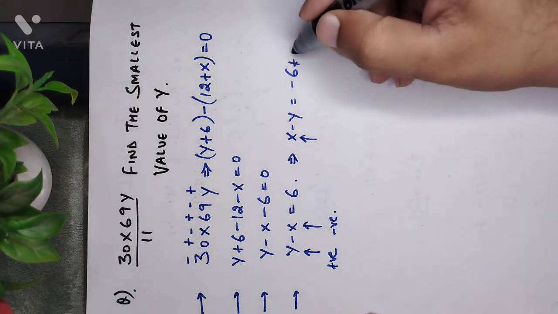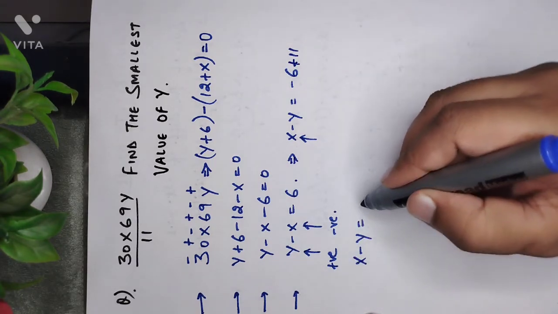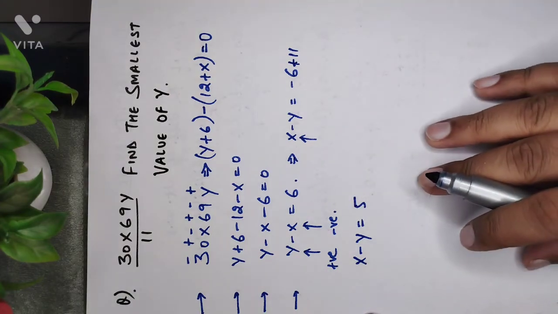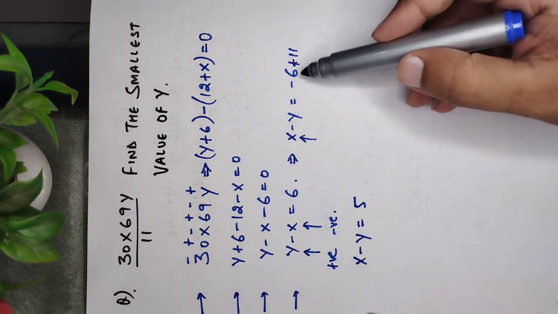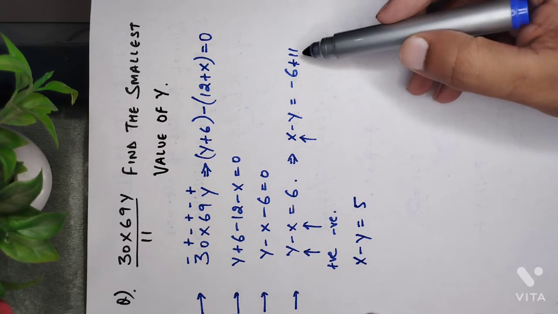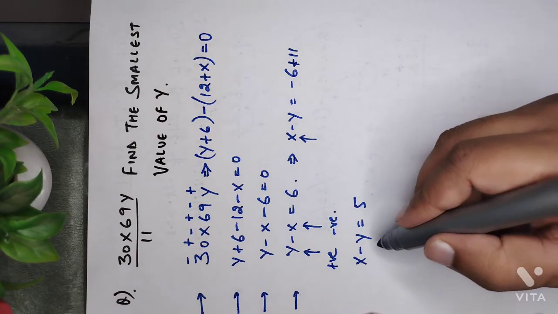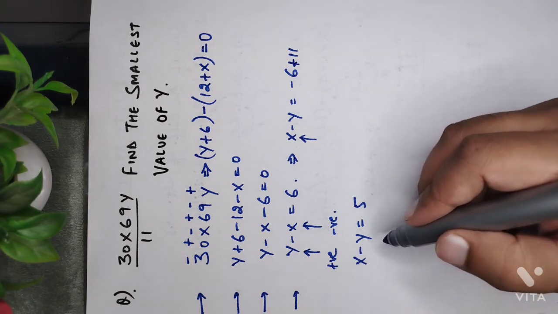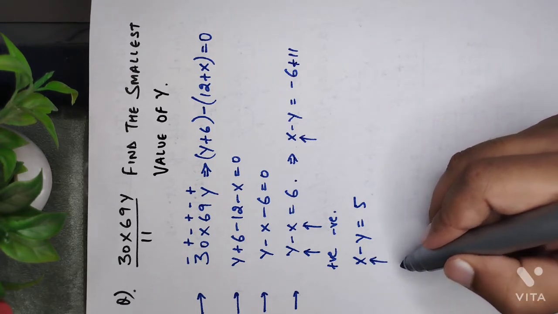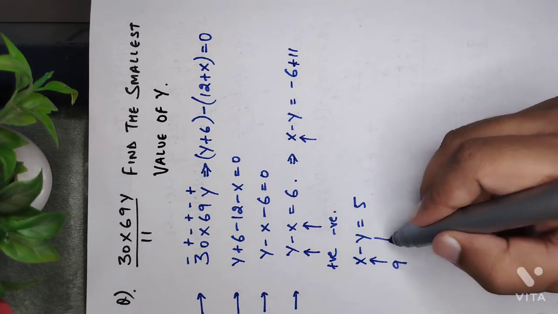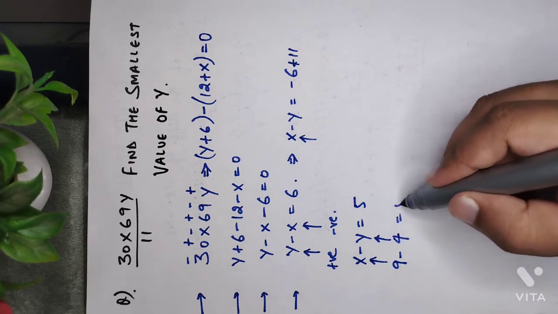So what I can do is simply add 11 in this. So we can write x minus y is equal to 5. So this is the positive difference between x and y. As we were getting the difference as negative, in order to make it positive, we can simply add 11 in it. Now x minus y is equal to 5. Now I can keep the values by hit and trial method. For the smallest value of y, I know that the value of x should be largest. So the largest value of x should be 9, and the smallest value I will get is 4. So we can say 9 minus 4 is equal to 5.